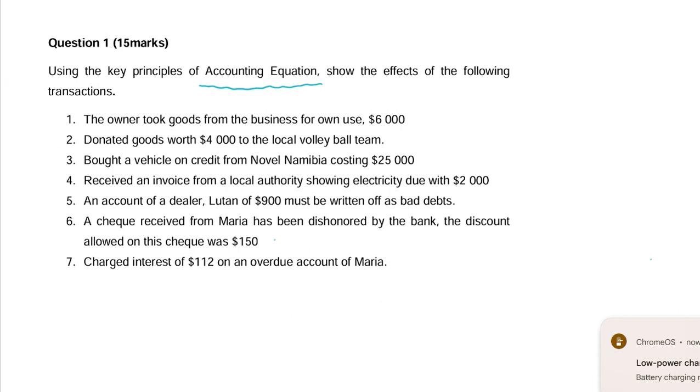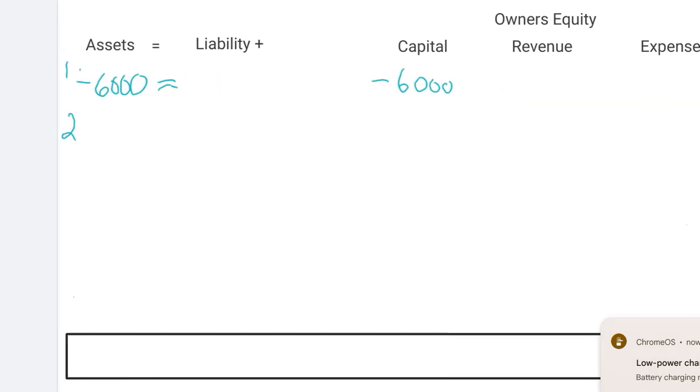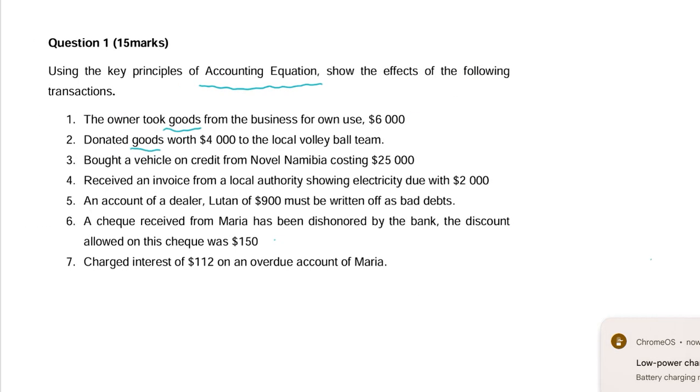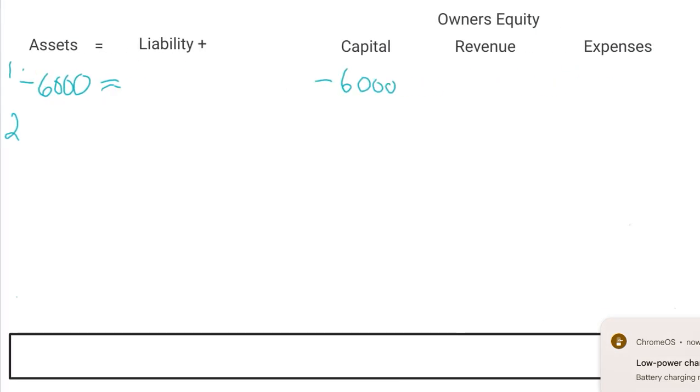Donated goods worth 4,000 to the local volleyball team. Same thing, we are donating goods, taking out inventory, okay, goods. We are taking out inventory. This is worth 4,000, so our assets will decrease with 4,000. And then we are donating it to charity. So sometimes when you donate to charity, you can use that as an expense, right? So expense will be affected with a minus 4,000, and that's affecting your owner's equity as well.